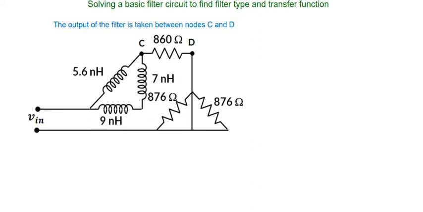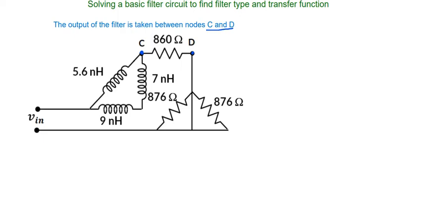So in this question, we have to find the filter type and transfer function for a given filter. So see carefully across which terminal the output is taken, or across which node the output is taken. It is written that the output should be taken between nodes C and D, meaning your output should be across this resistance 860 ohm.